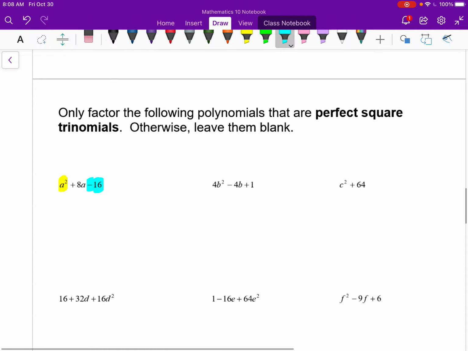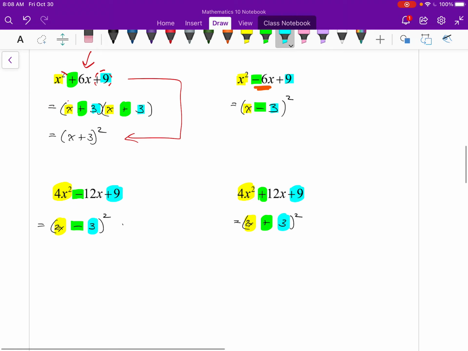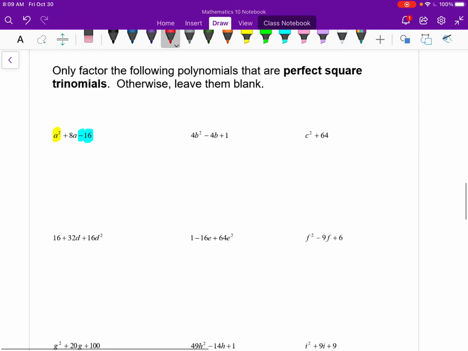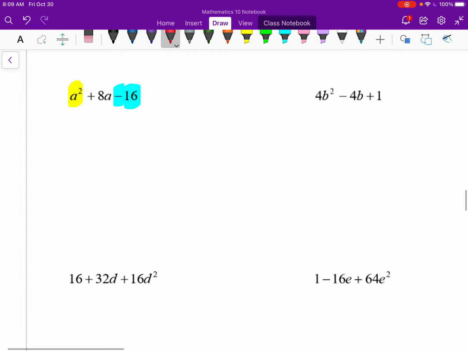If I go back to up here, if you look at all these examples, if you look right here and here and here and here, or even just right there, that last term has to always be positive. That's because if it is a perfect square, at some point you're going to have one term times itself, and any number times itself is going to be positive. And so as soon as I see the first term or the last term is negative, I know it's not a perfect square. Nothing more to do.